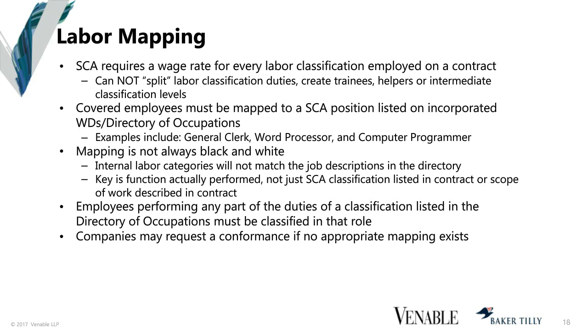Now, you can have splits between different classifications. So, for example, if one employee is spending 80% of their time performing word processor duties, then 80% of their pay has to be in accordance with the word processor classification or corresponding rate for that classification. And if 20% is a general clerk, then 20% of their pay has to be at that rate.